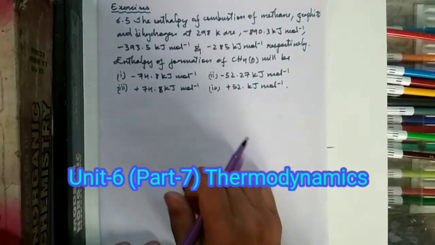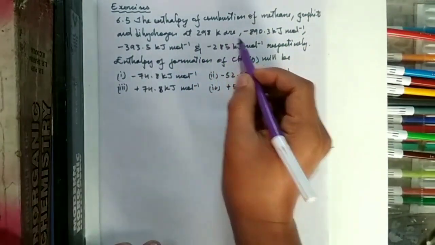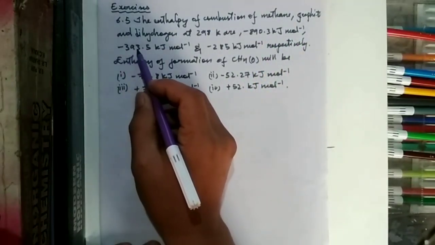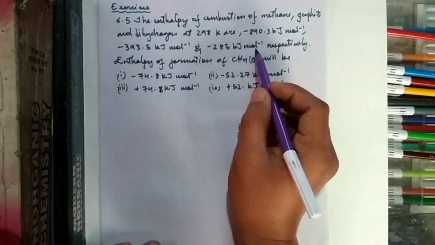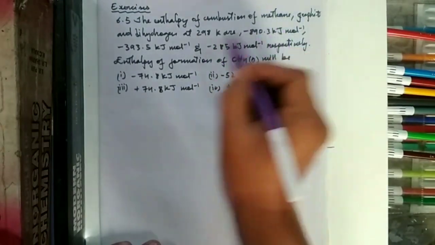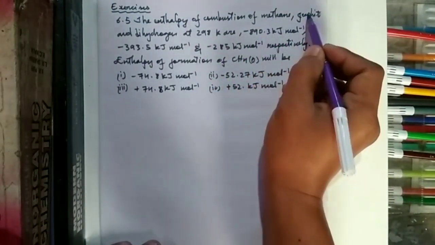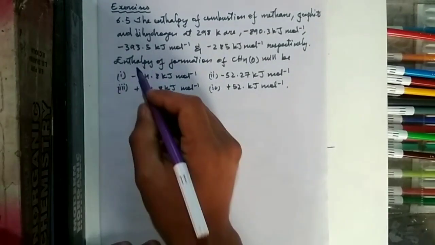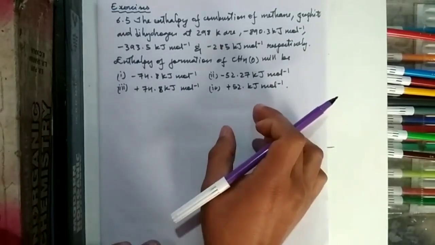Exercise 6.5. The enthalpy of combustion of methane, graphite and dihydrogen at 298 Kelvin are minus 890.3 kJ per mole, minus 393.5 kJ per mole, and minus 285 kJ per mole respectively. So this is the enthalpy of combustion of methane at 298 Kelvin, for graphite and for the hydrogen, respectively. The enthalpy of formation of CH4 will be, so from the options we have to find the correct one.